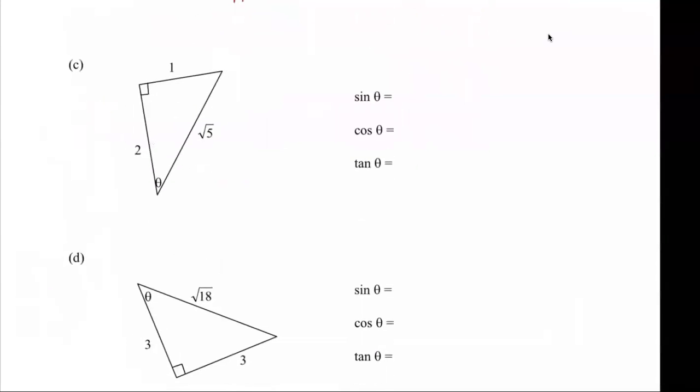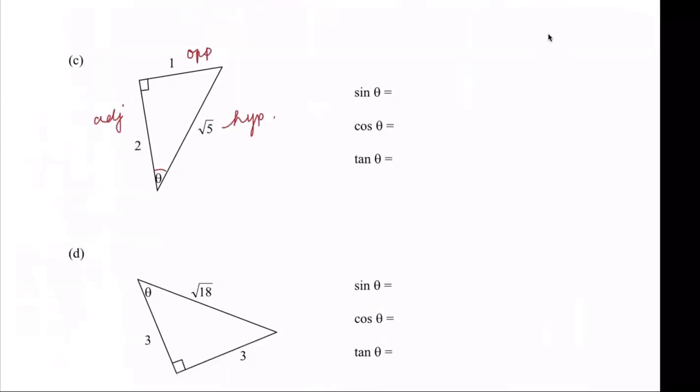Part C, this is theta. So what is the opposite side? Sorry, I don't know why I said that. This is the opposite side, because it's further away. This side is across from the angle. And this is the adjacent side. The adjacent side is 2, and the hypotenuse is 5.